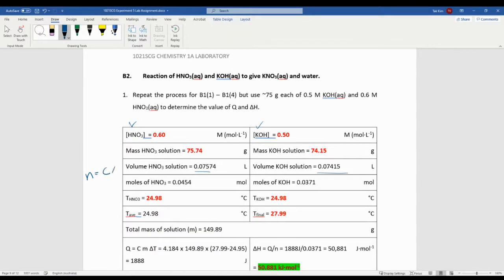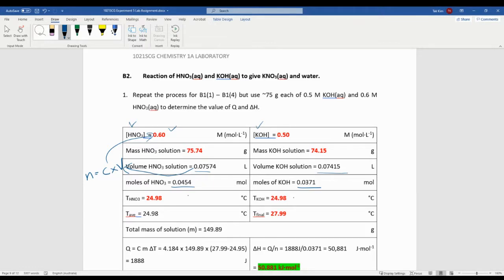N equals C times V, right? The concentration is already given here, and the volume is the one you find out using the mass, right? And you do the same for the potassium hydroxide. So in the end, you have number of moles of your nitric acid and the number of moles of your potassium hydroxide. And then your initial temperature of each one is identical.